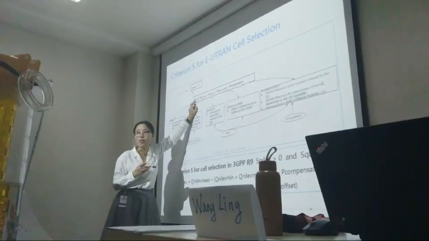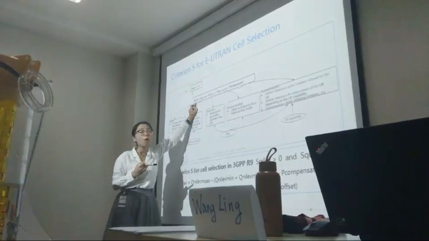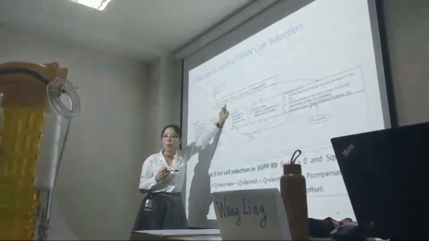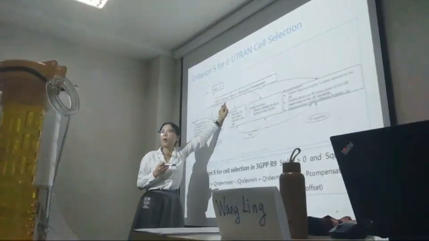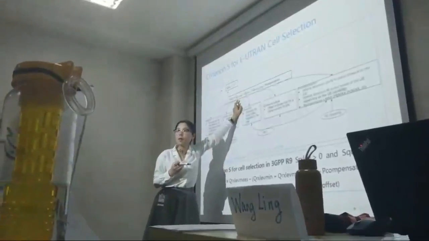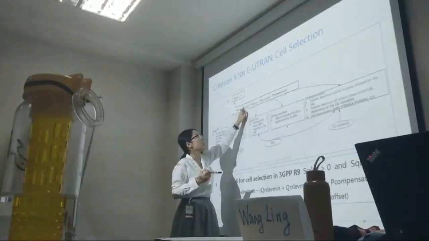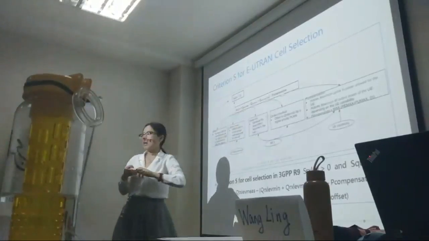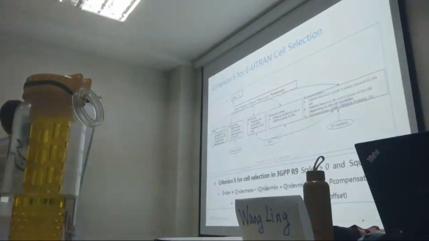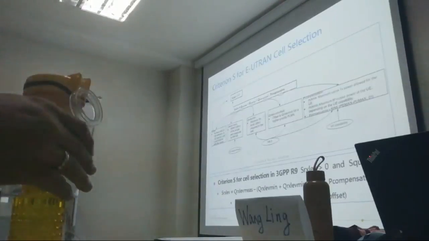Level, it should be greater than 0. So how do we evaluate this level? We have one parameter: we perform the measurement. We measure and detect that the SRP is this value, the Q, Rx. So the S.